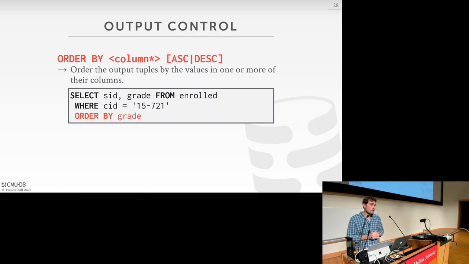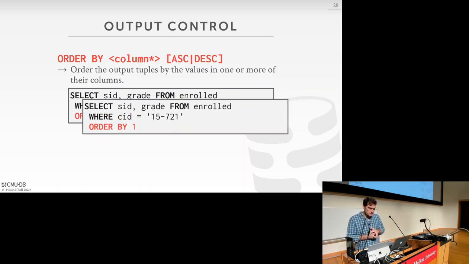Remember that we've talked about how SQL is an unordered multi-set, or bag, so there's no order or relationship between the tuples in a relation, but you can impose an order in a query based on some column. So in this case, we're selecting these student IDs and their grades, and we're ordering by grade. By default, it's going to produce it in ascending order, so these are lexicographically sorted, so all the A's first and then other grades.